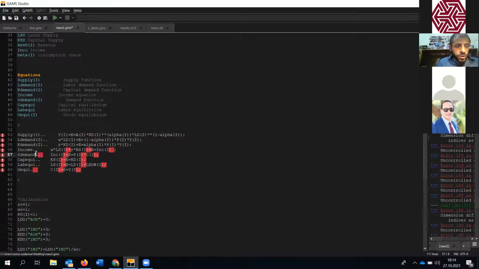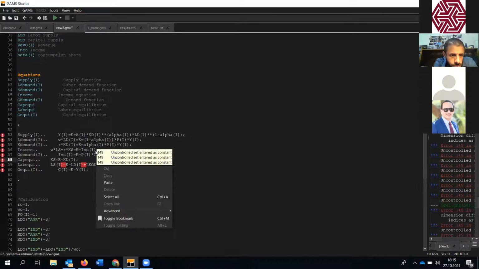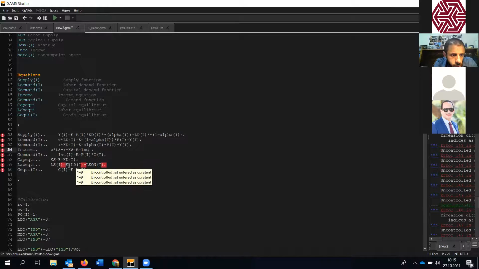For income, we don't need it, and again, for income, there is a mistake because you added an index I for labor supply, capital supply, and income, while in reality they don't need it. So you have to remove these indices exactly from the equation because they are not indexed over I. The same thing with income. Income is not indexed over I. Yes, exactly.